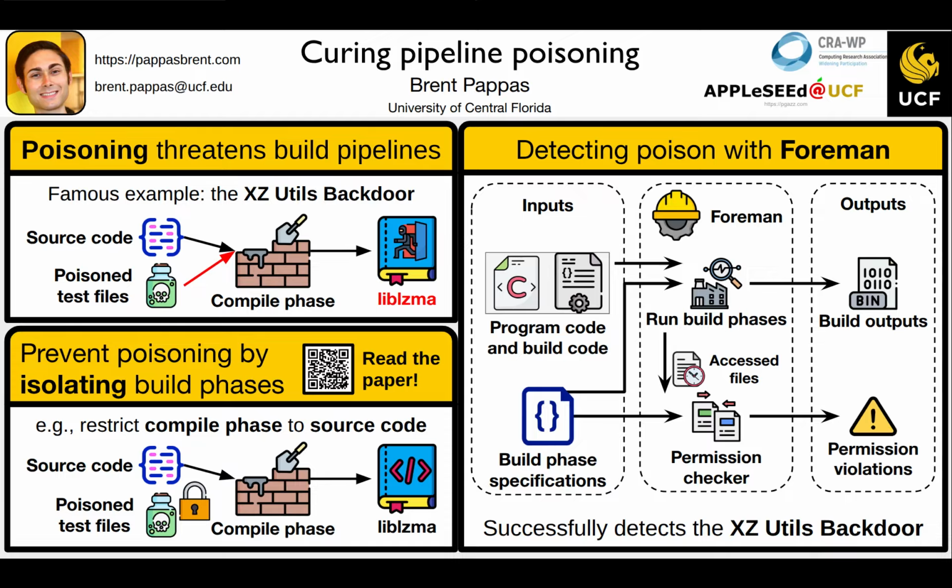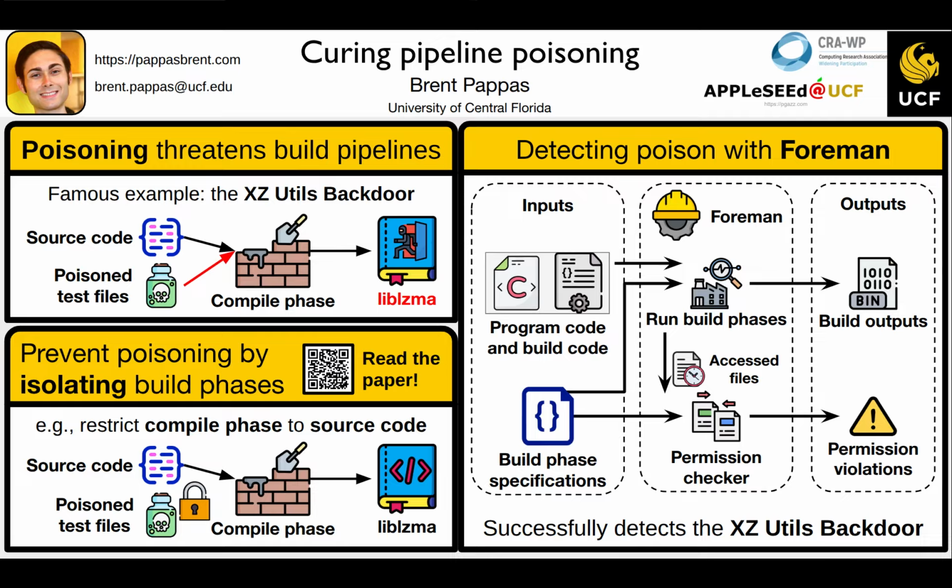The problem is that these build automation tools are themselves software, and so are of course vulnerable to software security attacks, namely pipeline poisoning attacks. One recent example of such an attack is the xz utils backdoor, in which attackers managed to inject a backdoor into the liblzma library, which was installed on millions of Linux machines around the world. And the way the attackers did this was unique.